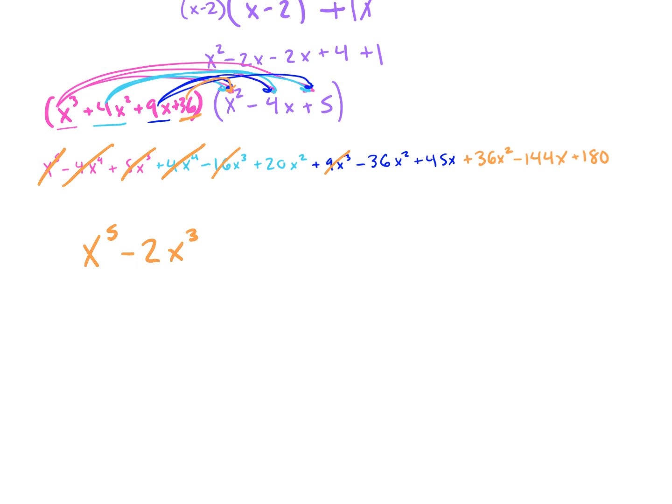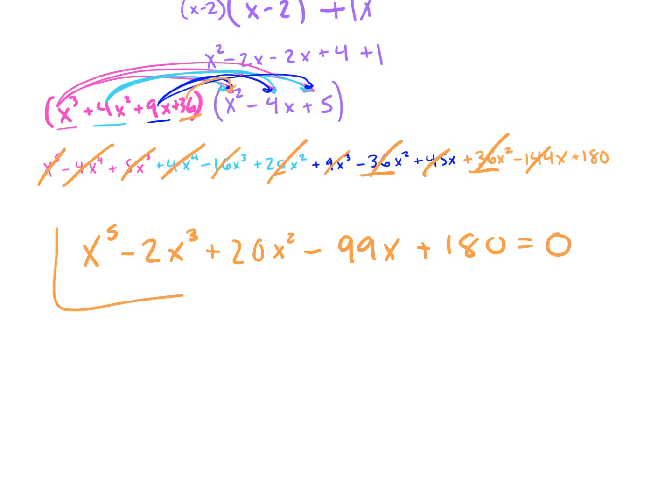Now moving on to x squared. I have a negative 36x squared and a positive 36x squared, so those cancel. And then I have plus 20x squared. So there's that. Then I have my x's. So 45x minus 144x is negative 99x. And then plus 180. I always like to cross them out as I go just to make sure I got everything when I rewrote it. Then this is equal to 0, and that's my answer.